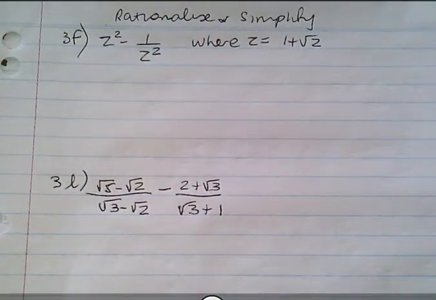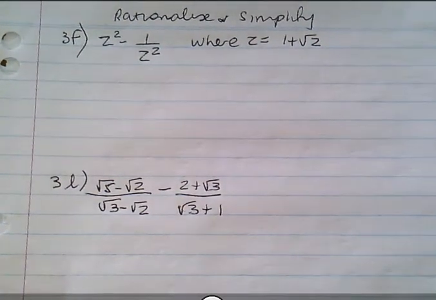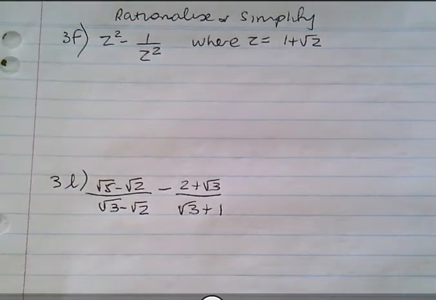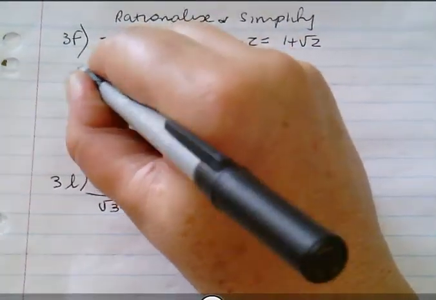So simplify and rationalise the denominator, or whatever the question says. Question 3F, we're continued on exercise 223. So work this out, z squared minus 1 over z squared, and we want to give the answer as a rational denominator.